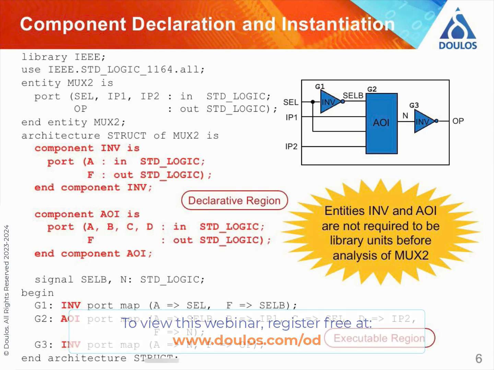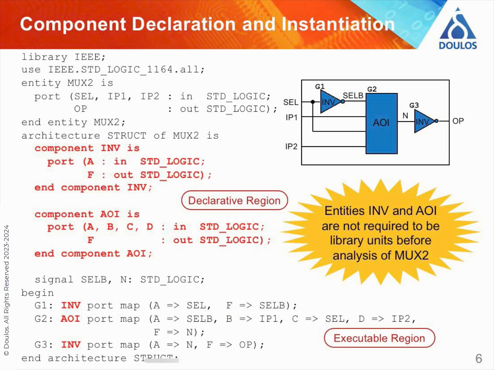So in this example, we've declared two components, which we've given, in this case, the same names as our two entities, inv and AOI. And then we've instantiated the components instead of instantiating the entities themselves. So G1 is now an instance of the component inv. Notice that the architecture and library have gone away here. We're simply saying there exists an entity here and it has these ports, but we're not going to tell you which entity it really is yet or which architecture is going to be used to implement it.